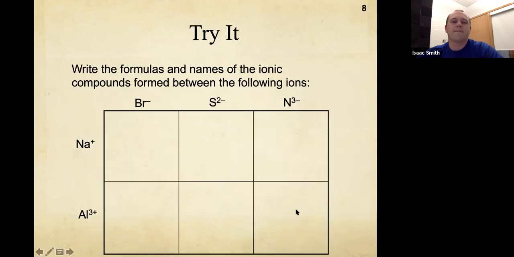Okay. All right, so go ahead and pause the video, and at this point, try and write the formulas and the names for all different compounds between these 5 elements, okay?